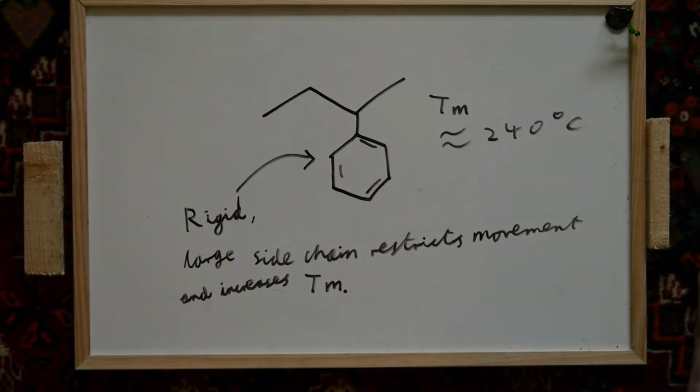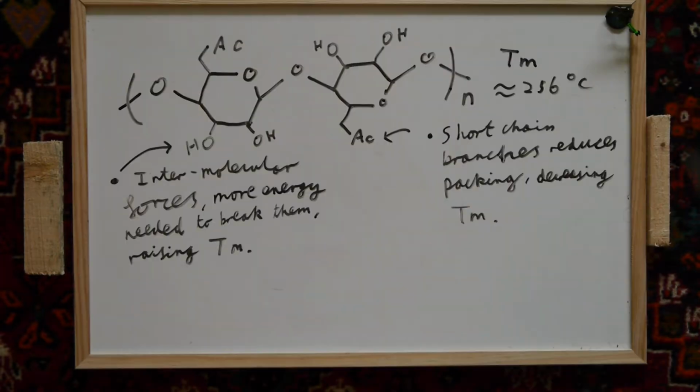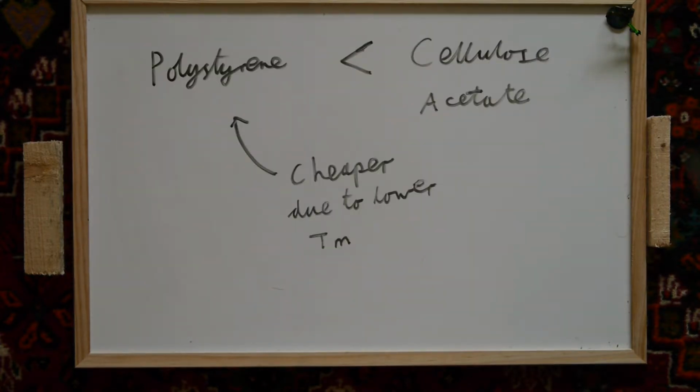Polystyrene has a rigid, large side chain, which restricts the chain movement, and thus gives it a higher melting point because you need more energy to make it move. Cellulose acetate's flexible chains decrease packing, but its intermolecular forces are very strong, and thus increase its melting point higher than polystyrene's, making it more expensive to heat and melt.